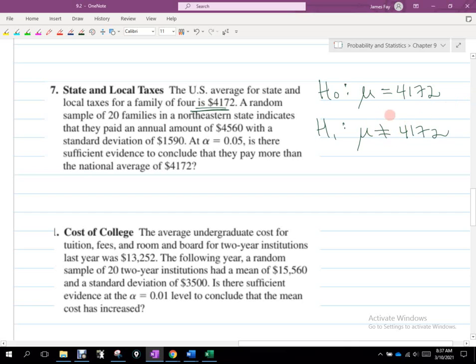So when we say this, we're saying, okay, as long as it's on either side of 4172, we would reject this. But when we do that, we will actually have the data to say, yeah, it's not equal to 4172, and when we investigate the data, we can see that it was to the left or to the right. So we can eventually interpret whether it's less than or greater than. But because they ask, is there sufficient evidence to conclude that they pay more, we'd be looking at that to be greater than.